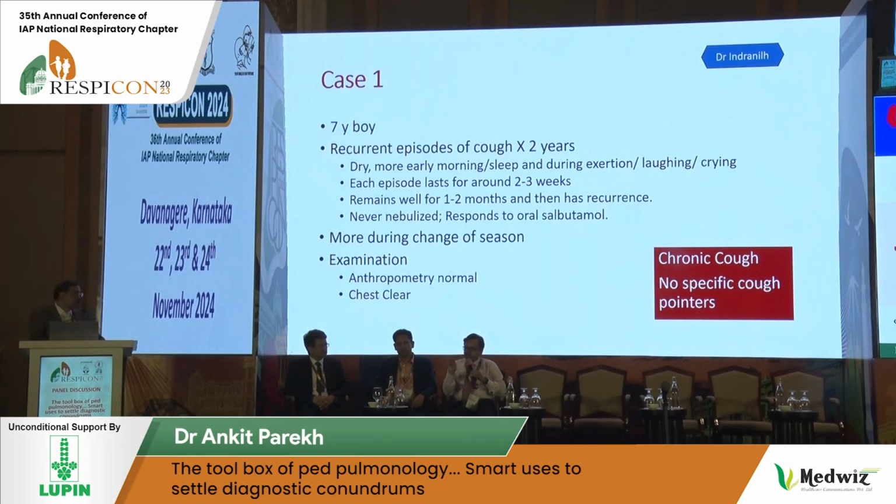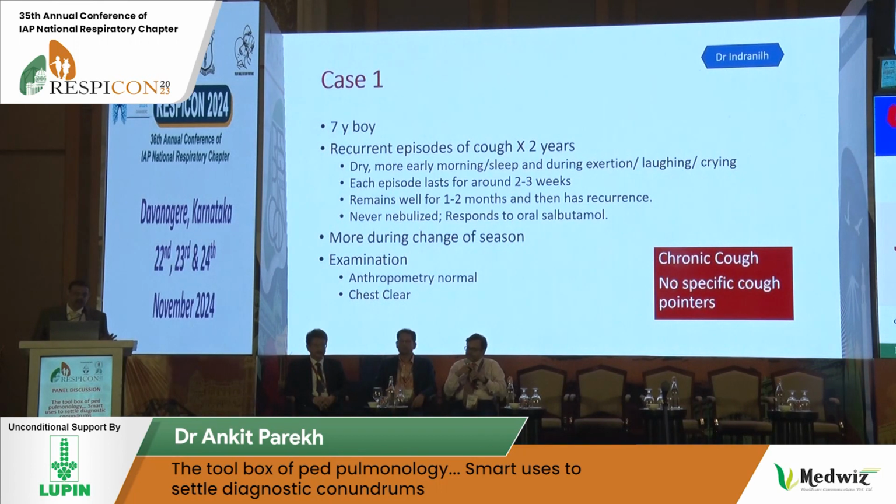A patient who is a child of 7 years, cough for 2 years, recurrent episodes, and episodes during coughing, laughing, crying, all are pointers of hyperreactive airways and asthma. So yes, that should be my approach in that way.